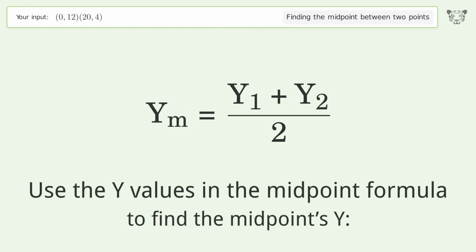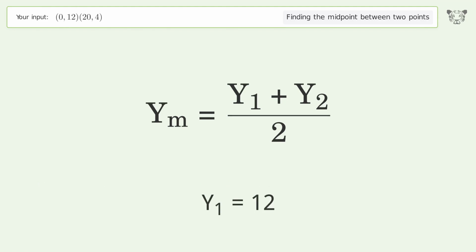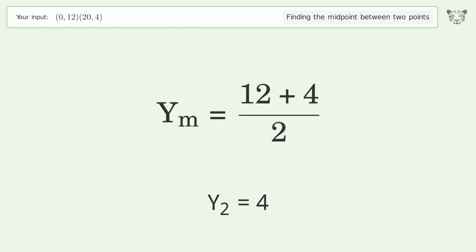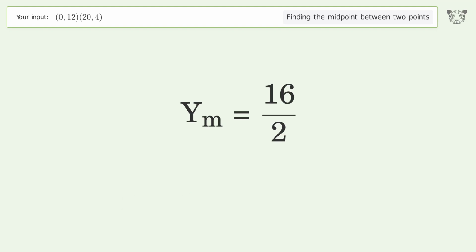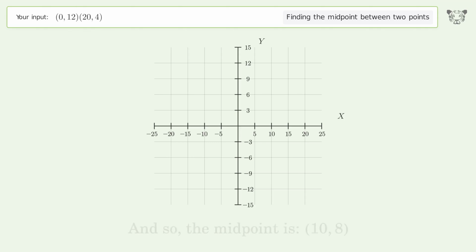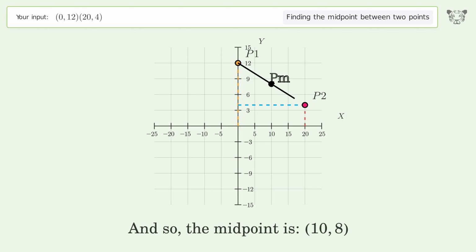Use the y values in the midpoint formula to find the midpoints y. y1 equals 12. y2 equals 4. Simplify the arithmetic. And so, the midpoint is 10,8.